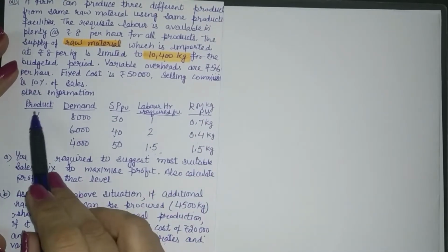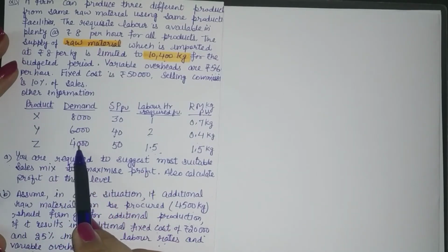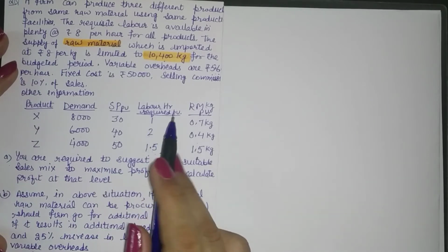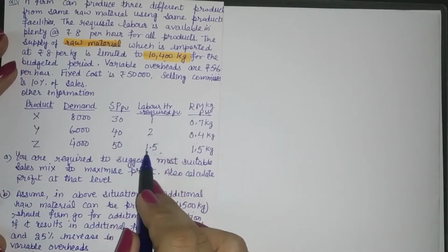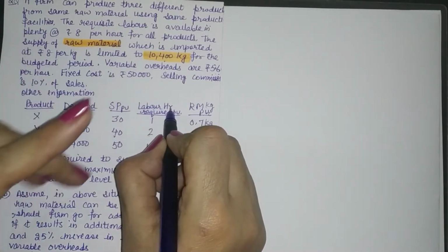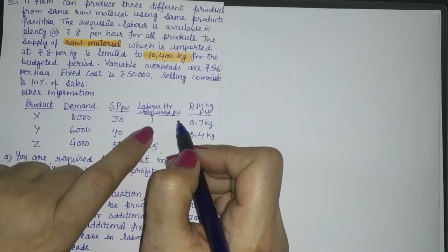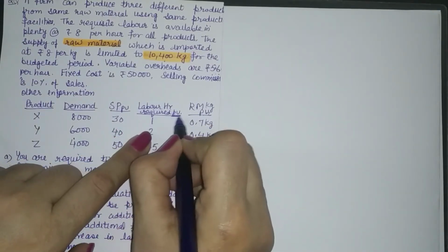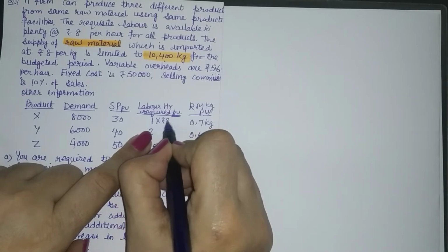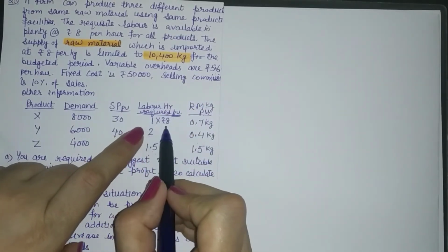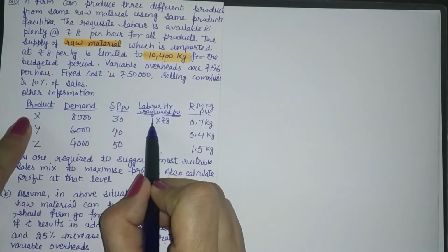Now further information is X, Y and Z have maximum demand of 8,000, 6,000, 4,000. Sale price is given this much. Labor hour required per unit is 1 hour, 2 hours, 1.5 hours. So this is labor hour. So if we are to calculate labor cost, it means if you use 1 labor hour, you get 1 unit of production. It is per unit. So at the rate of 8 rupees per hour, because your labor cost is 8 rupees per hour, you need to spend 8 rupees on labor for X product.